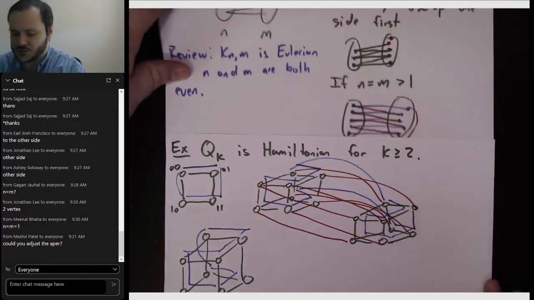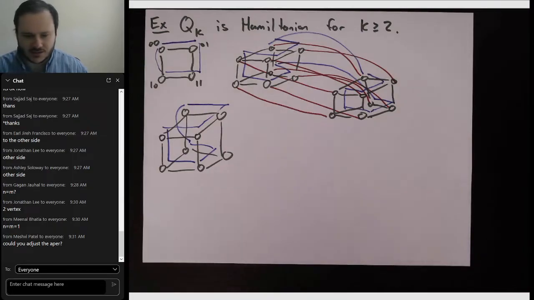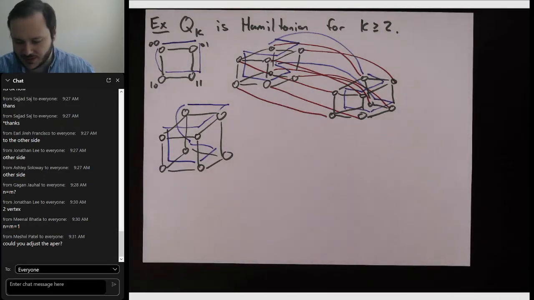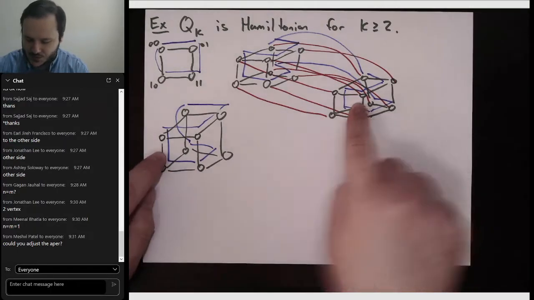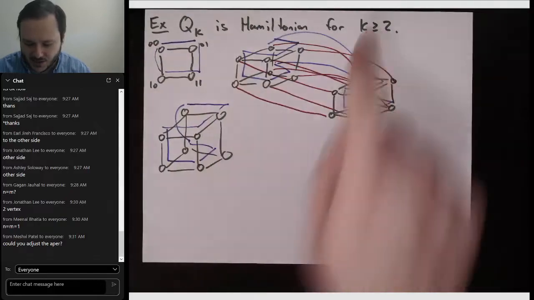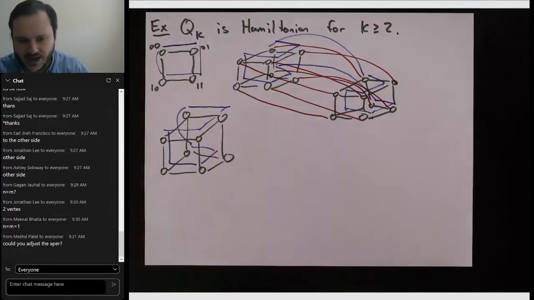So I did run through that quickly. There is a nice induction proof. I think it's even in your textbook, but I don't have time to run through it all now because I do want to talk about a new topic in the last 10 minutes. But I do think it's really cool, this recursive structure, and is a good fact to know. If k equals 1, then you just have an edge, and we know that the edge is not Hamiltonian.